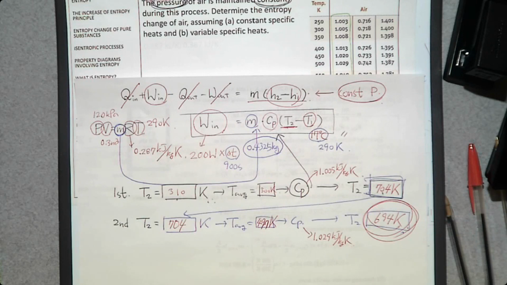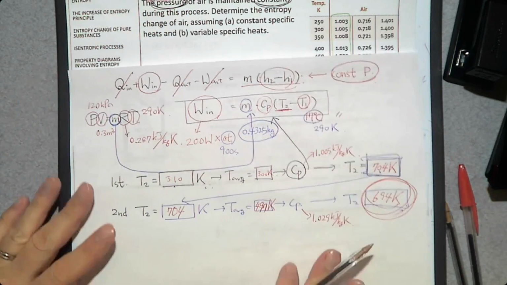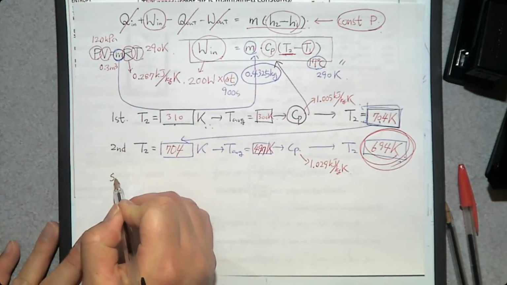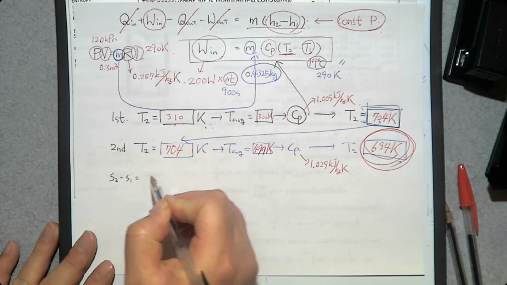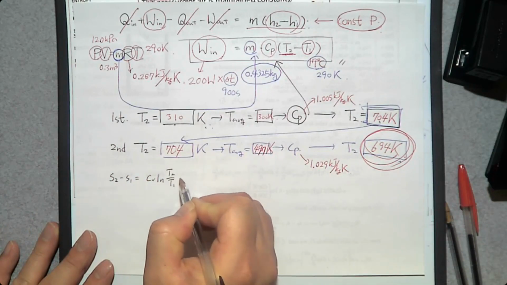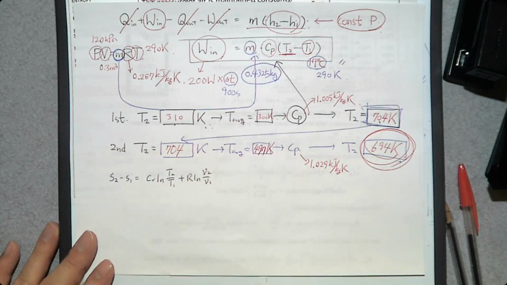Then based on that, we are going to calculate the entropy change of this air. So let's do that. We have air, and it's a constant pressure process. There are three different ways to determine entropy change. The first one is S2 minus S1 equals Cv natural log T2 over T1 plus R natural log V2 over V1. That was the first equation.